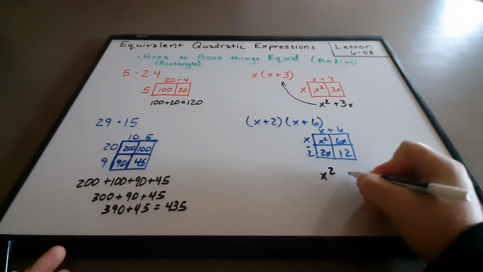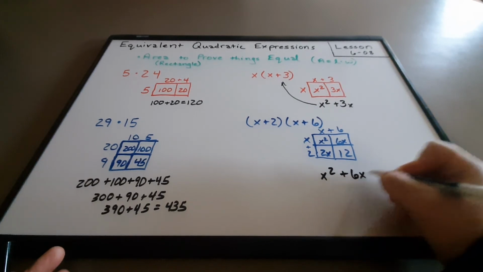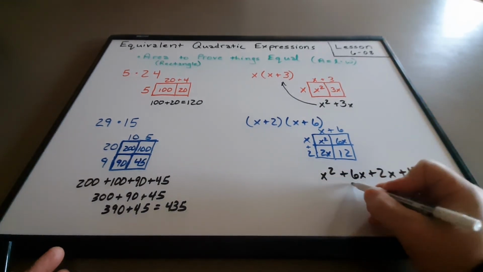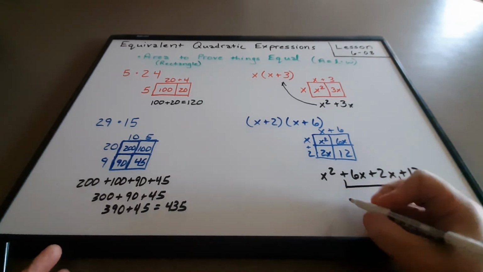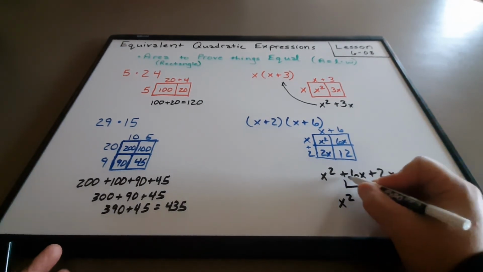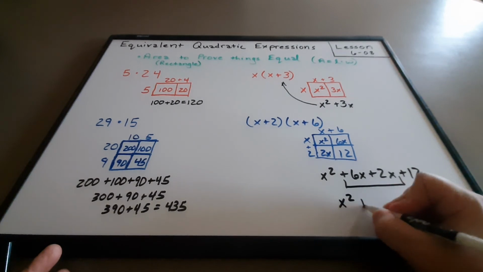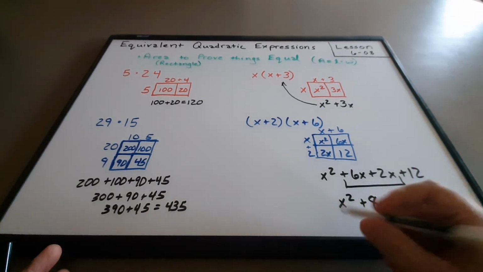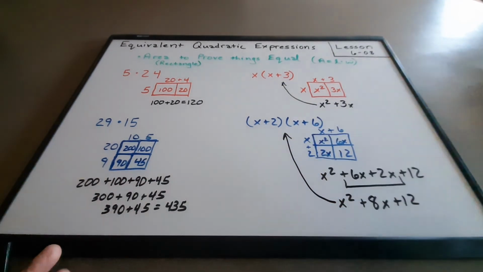x squared plus 6x plus 2x plus 12. In this, we have two like terms in the middle. So we get x squared, positive 6 and positive 2 make positive 8x as you add them, plus 12. And we know that these are equal quadratics.